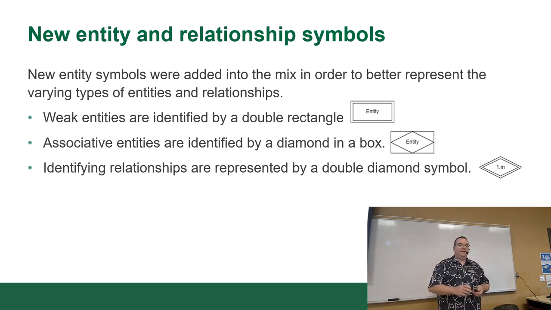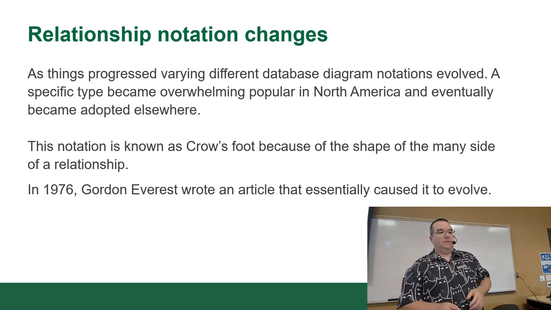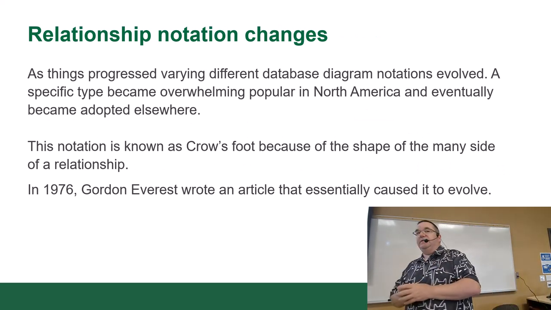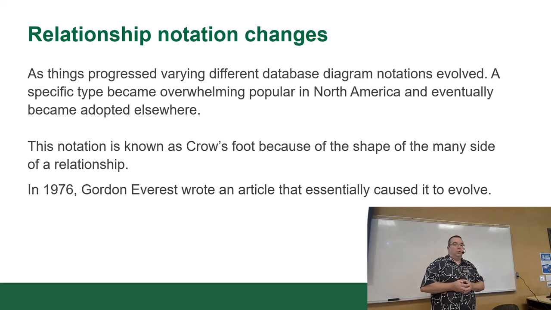And then identifying relationships are represented by a double diamond. So normally you'll have a regular entity, a weak entity, and then the double diamond will show the relationship between the two because one is identifying the other. But the biggest change to all of this was the notation changes for relationships.